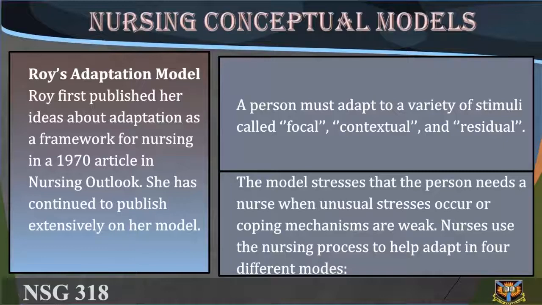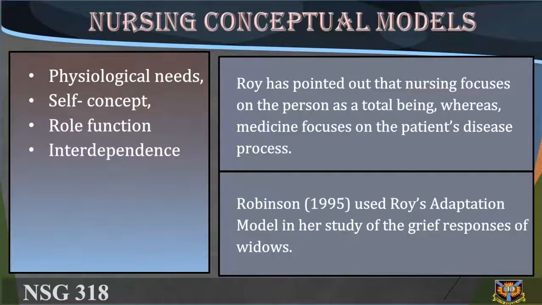The model stresses that the person needs a nurse when unusual stresses occur or coping mechanisms are weak. Nurses use the nursing process to help the person adapt in four different modes: physiological needs, self-concept, role function, and interdependence.